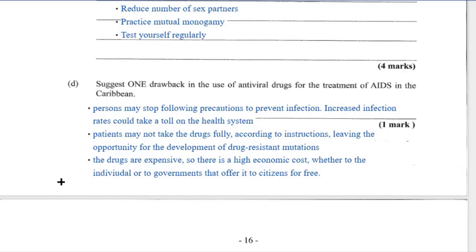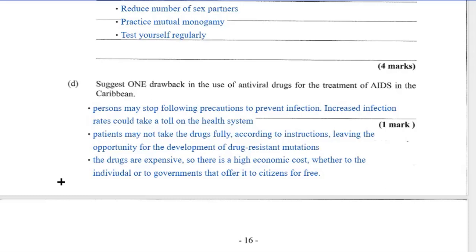So firstly, in light of the knowledge of antiviral drugs being around, you may have a situation where people would become less careful in terms of their activities. They stop following all the precautions that people have been drumming into their heads, telling themselves, well, okay, don't worry about it. Even if I get AIDS, there are drugs now, I can get cured. And that can cause a problem because even if, yes, there are drugs to treat you, increased infection rates can really take a toll on the health system.